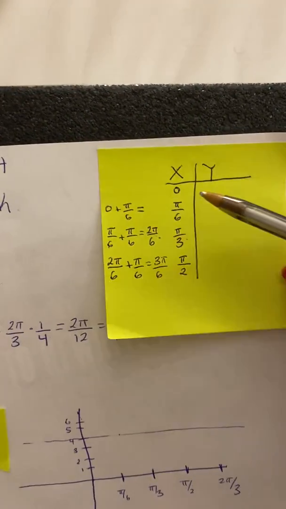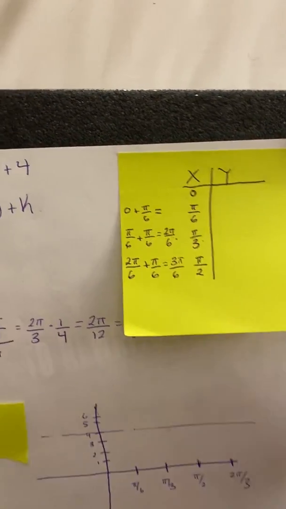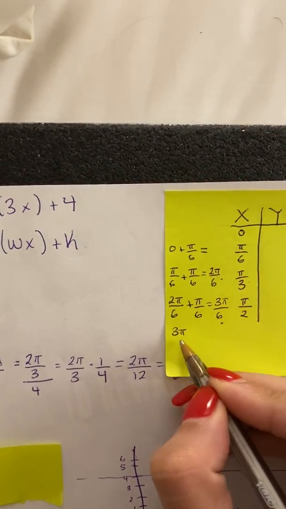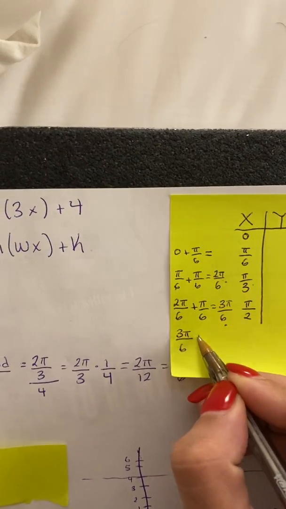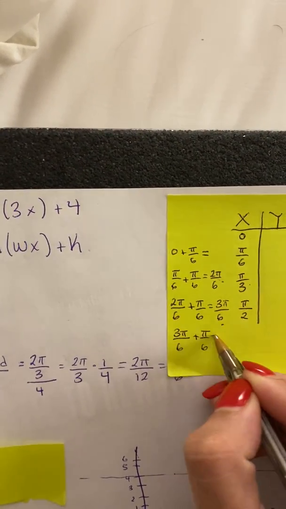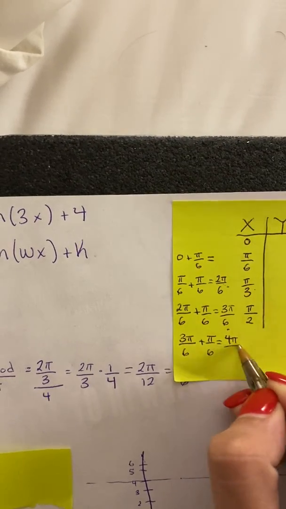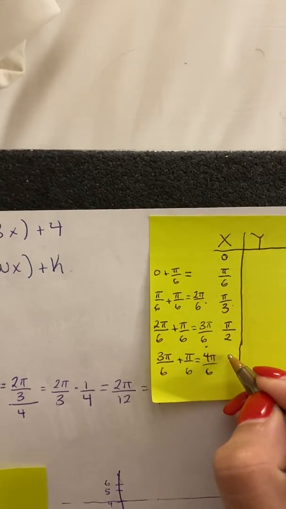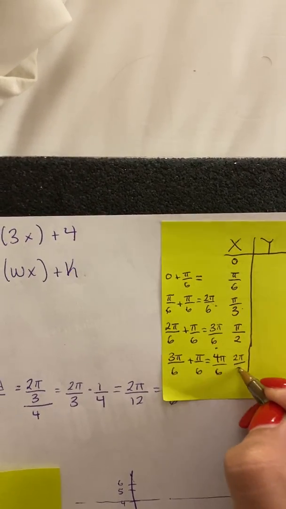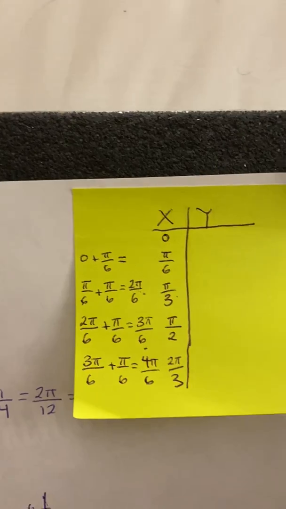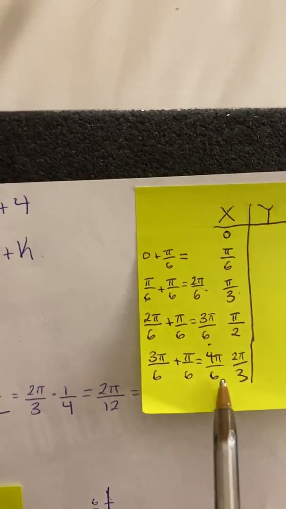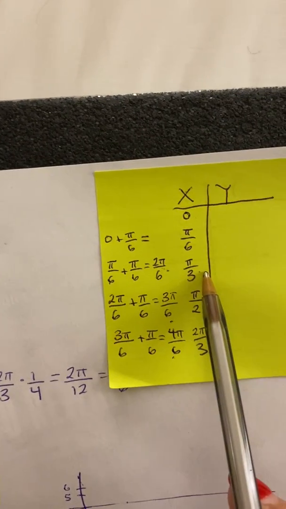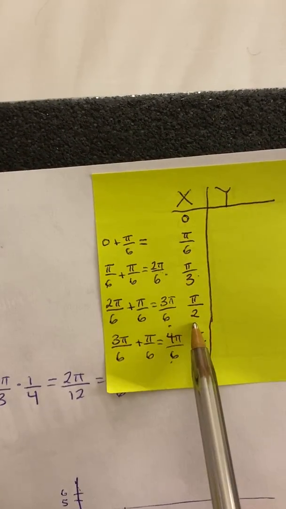Now we need 1 more point. We've got 1, 2, 3, 4 points. So I'm going to start right here from this 3 pi over 6 again, because we like common denominators. We get 3 pi over 6 plus another pi over 6, which is 4 pi over 6, which simplifies to 2 pi over 3. I know that's a lot of numbers, but if you need to pause and remember why these simplify, take that second.